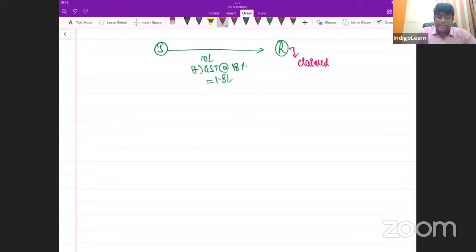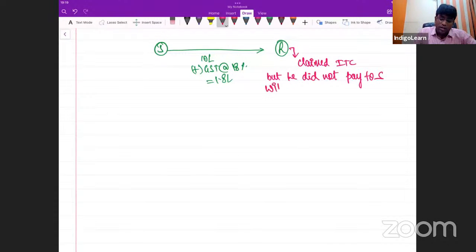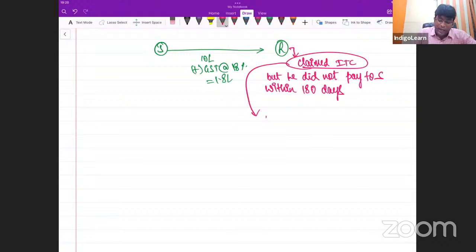The recipient claimed input tax credit. Yes or no? Speak out. Yes. But he did not pay the supplier within 180 days. Then what is the law telling? How much ITC did you claim? 1.8 lakhs.